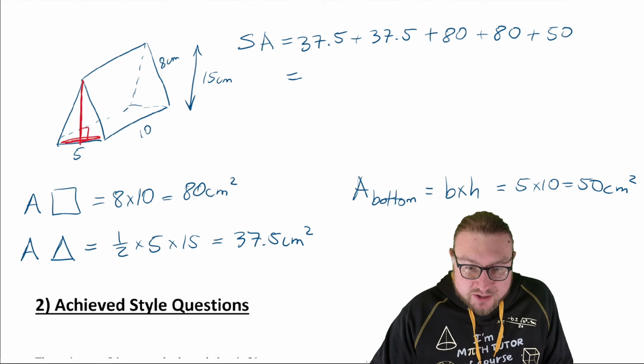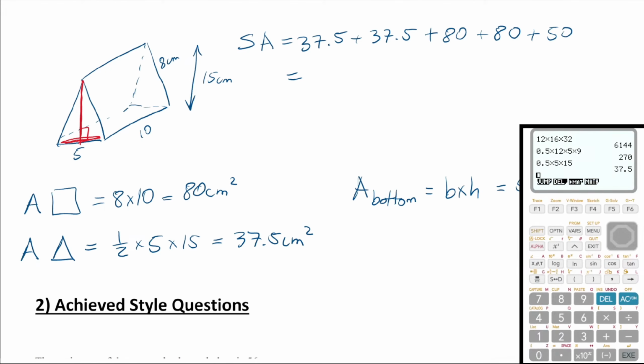And next, we're just going to calculate, and that is the end of our question for surface area. Surface area itself is not necessarily more difficult than what we've done in the fundamentals, but it's a lot more work. So let me quickly type that in. We have 37.5, twice, then plus 80, twice, and then plus 50. There we go, which should be 285. And again, the unit is 285 centimeters squared.